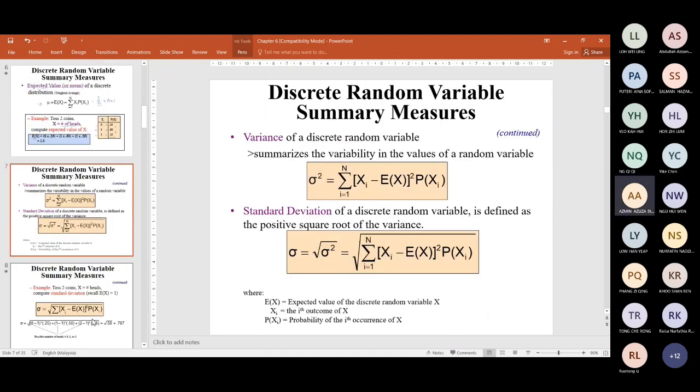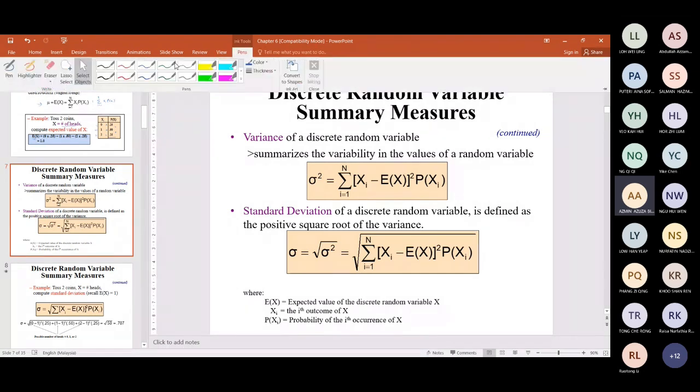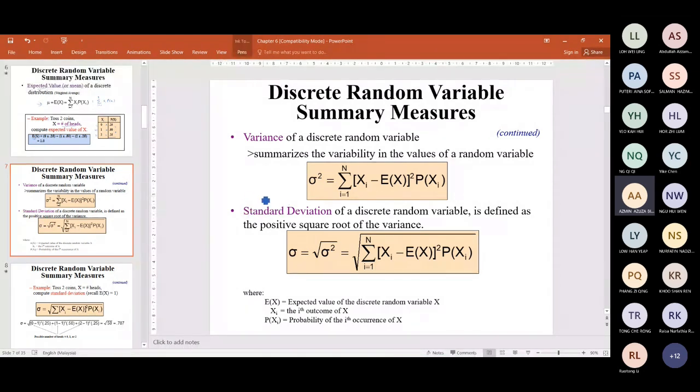If you can get the mean, you can also find the variance and also the standard deviation. And we already know that variance and standard deviation are related, right? Standard deviation is just the square root of the variance. Variance shows you the variability in the values of the random variable, so how your values are spread, distributed.